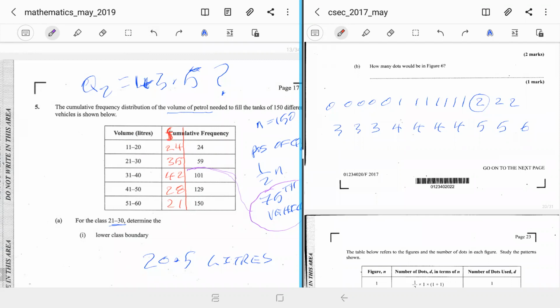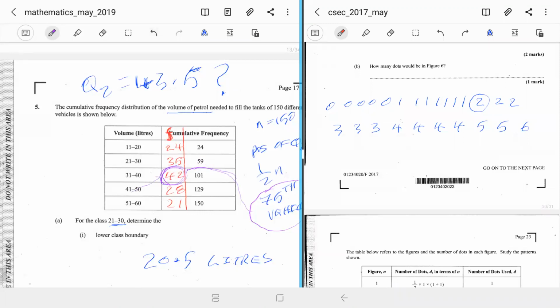Then the next set of vehicles will take the next highest amount of gas, which is this, 42 vehicles in there. So when you finish all of those vehicles, you reach 101 vehicles. Therefore, the 75th vehicle must be one of these. I go from 59 to 101, so you must pass through the 75th vehicle.